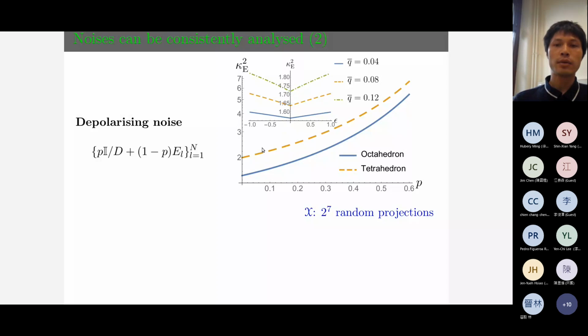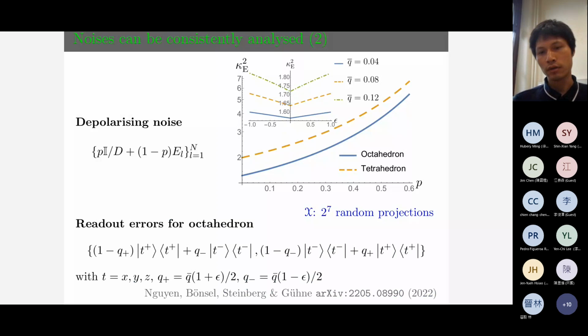The other type of noise that we can analyze is the readout errors, and in this case, let's restrict to the octahedron measurement, the measurement by the octahedron polytope.